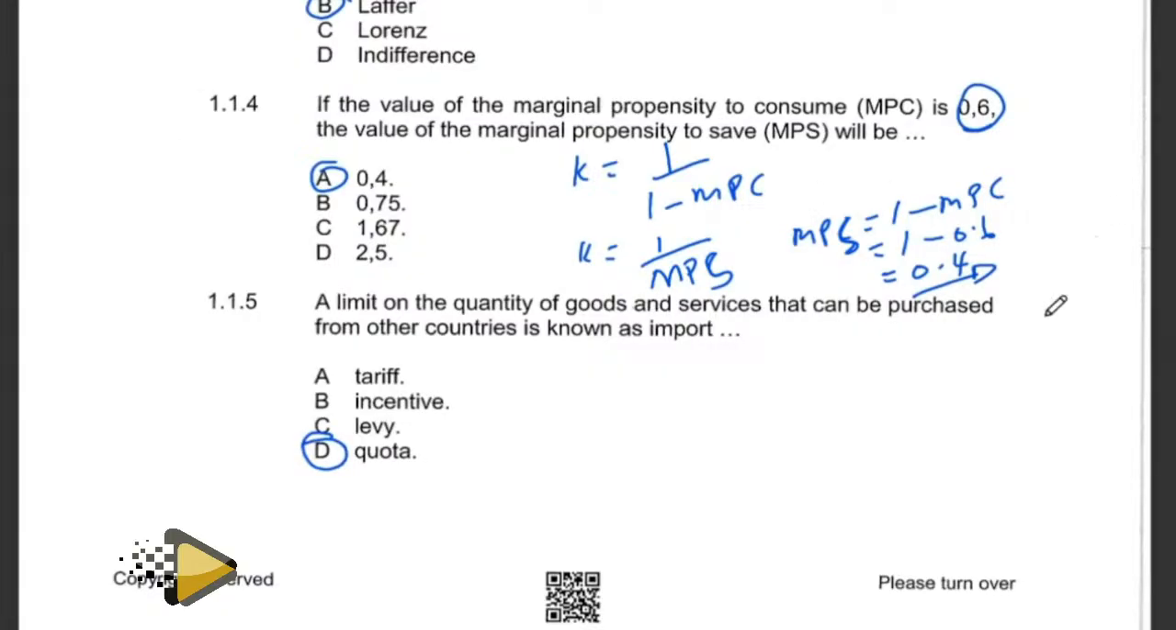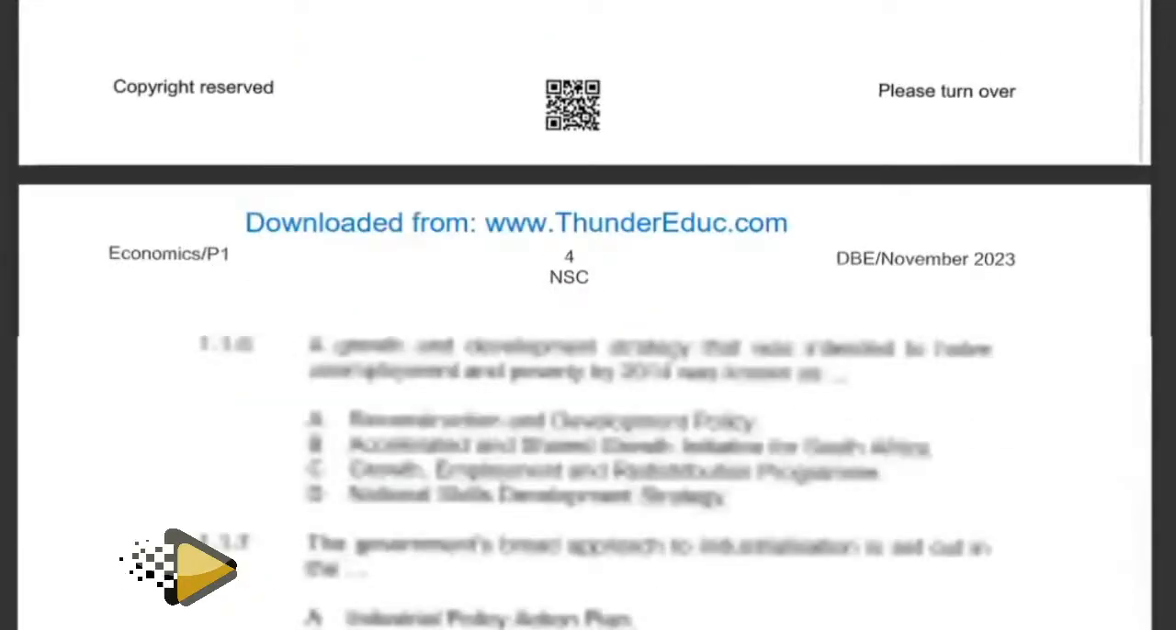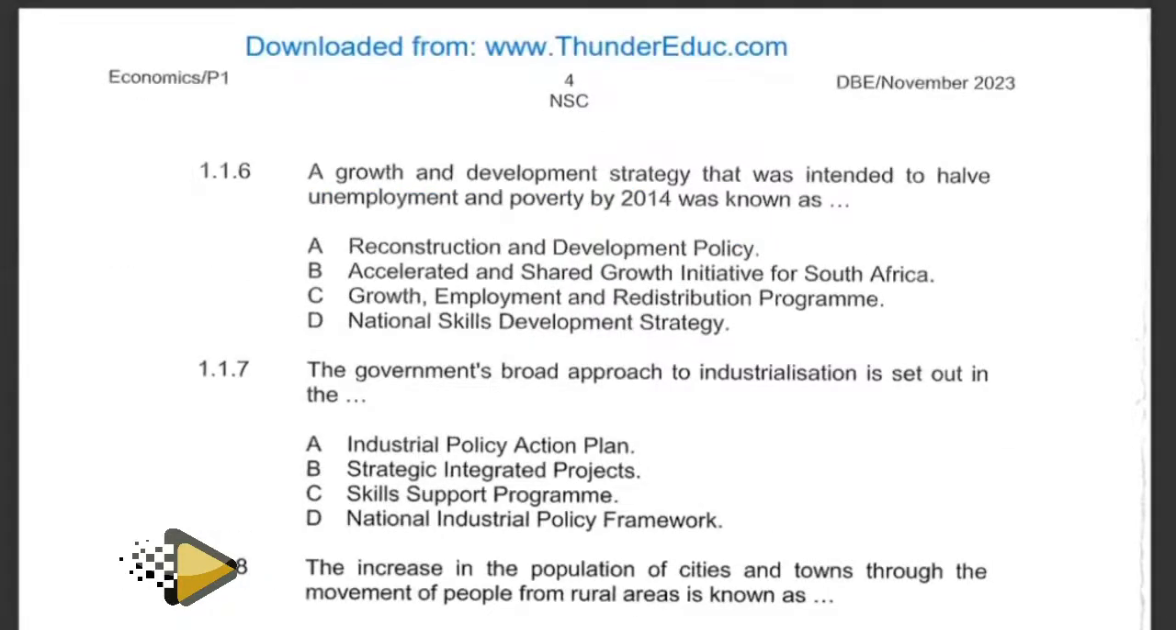Okay, right, grade 12s. So now let's move on to the next question, grade 12s. Our next question, we have 1.1.6, and this 1.1.6 reads as follows. A growth and development strategy that was intended to halve unemployment and poverty by 2014 was known as. So in this regard, our appropriate answer is going to be B, which is Accelerated and Shared Growth Initiative for South Africa. So this is our appropriate answer in this regard, grade 12s.